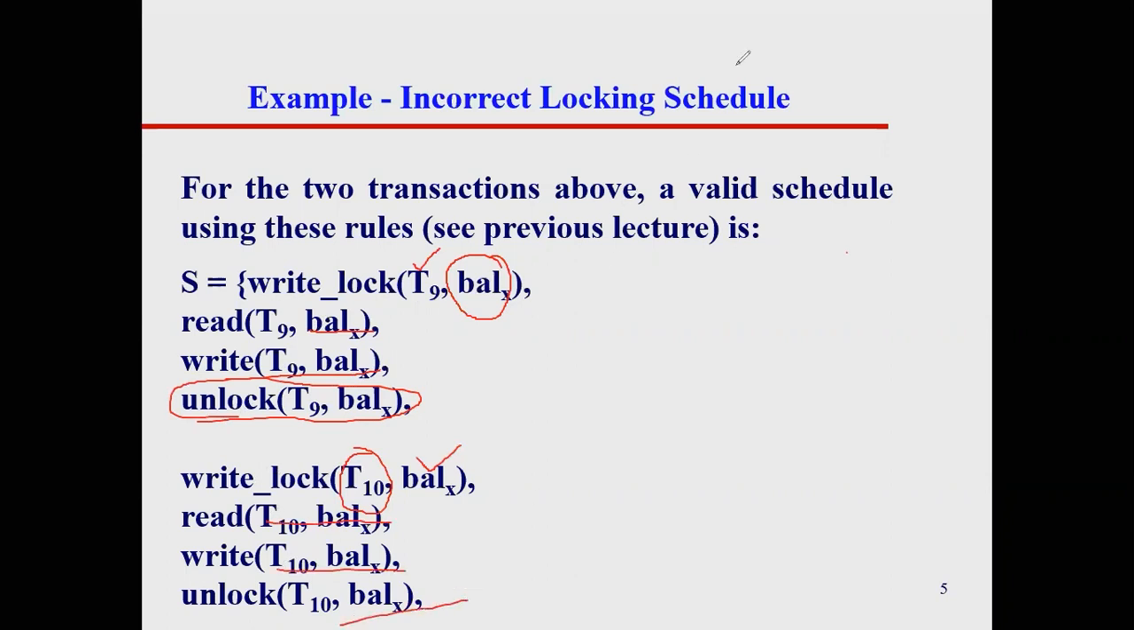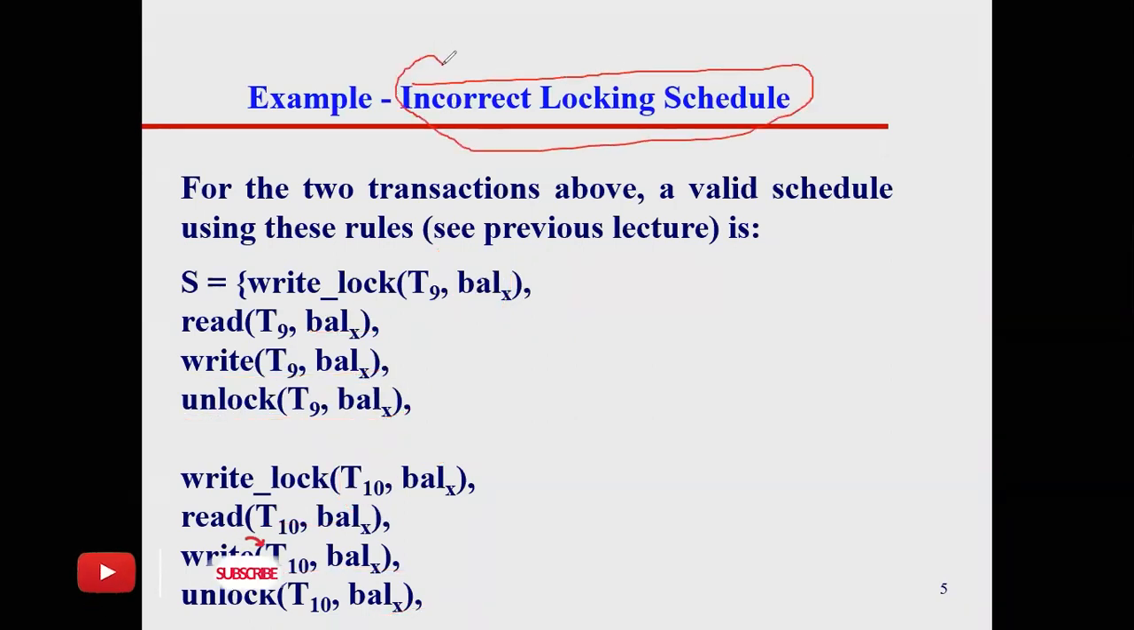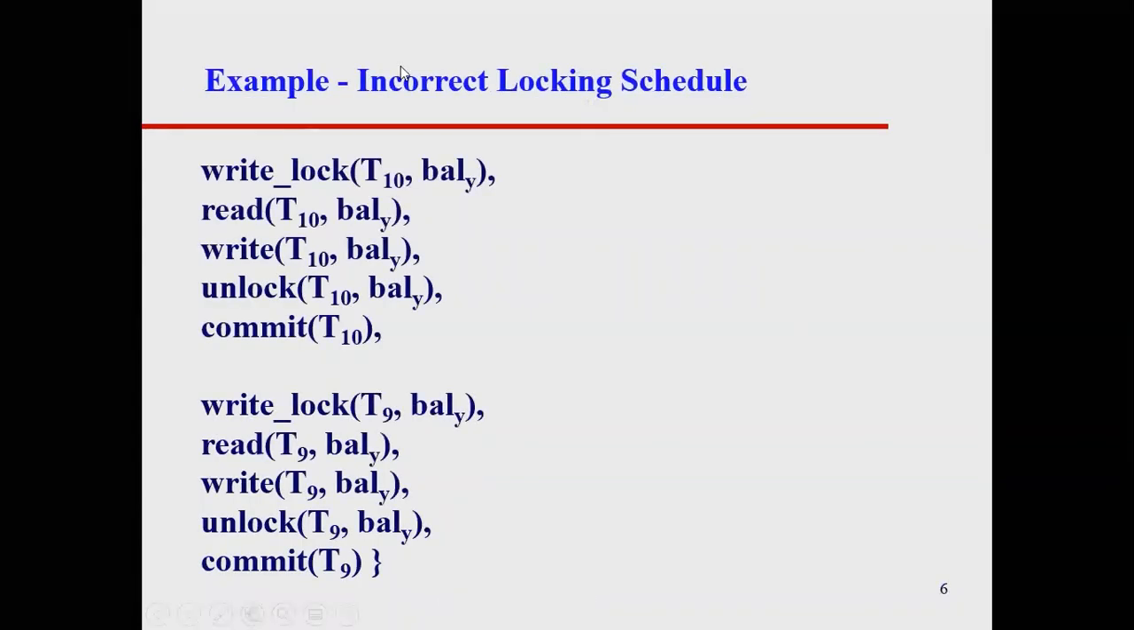So in the heading they say that it's an incorrect locking schedule. So what is the correct locking schedule? Let's see. Now look at this example. Here they lock Y, and then they lock Y again, in the transaction T, and then they commit it. And similarly the transaction 9, they lock Y, then read it, then write it, then unlock, and then commit it. So still they say that it is an incorrect locking schedule.